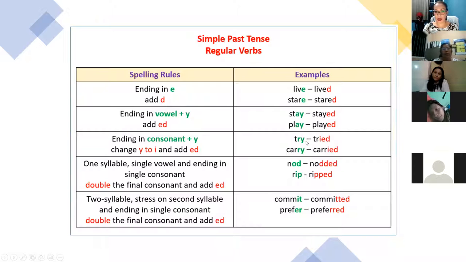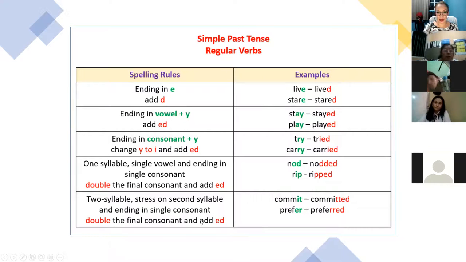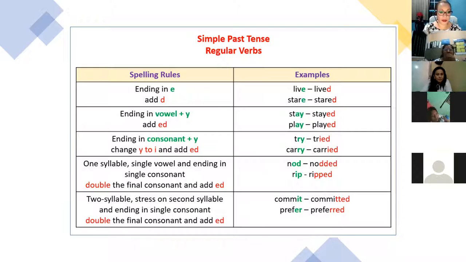You see the change here. We change the Y to I and add ED. The same with carry. If they are one syllable, with a single vowel and ending in a single consonant, we double the final consonant and add ED. For example, not, noted; repeat. As you can see here, we double the last consonant and add ED. If they are two syllables with the stress on the second syllable ending in a single consonant, we double the final consonant and add ED. For example, commit, committed; prefer, preferred. So those are the spelling rules that we follow when conjugating simple past regular verbs.